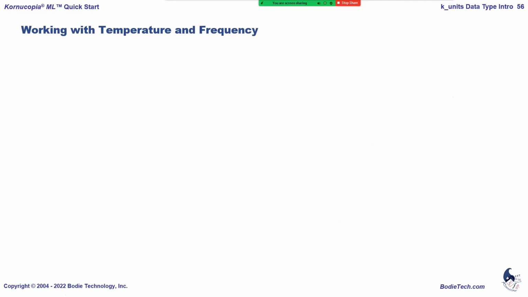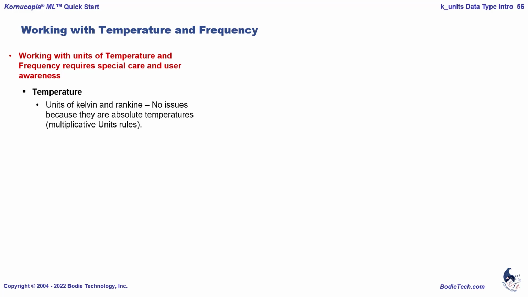Okay, we're almost at the end of the K-units introduction. So I just want to make a couple of high-level comments about working with temperature and frequency. Temperature and frequency, you have to be a little careful. Kornucopia has a lot of technology to do the best as possible, but unfortunately, due to the nature of some of these things, it can't be 100% psychic to know exactly what you want. So with temperature, if you use units with Kelvin and Rankine, there's no issues because those are absolute temperatures, which means they follow all the multiplicative rules of units. No issues, no concerns, everything works perfect.